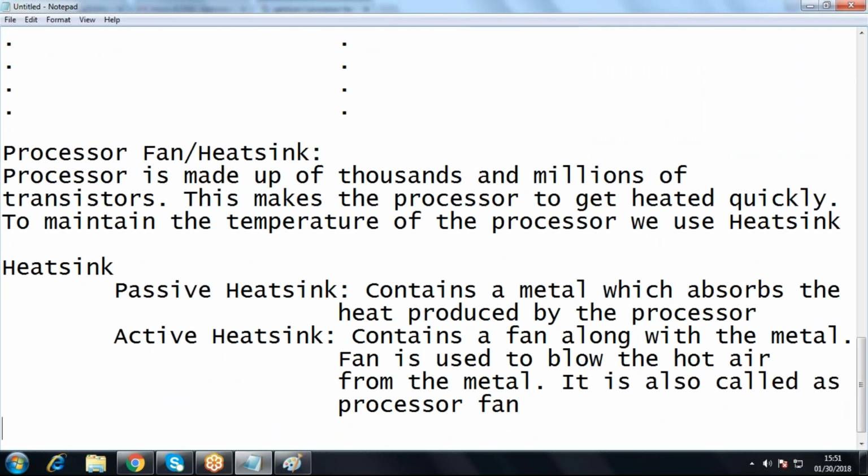So this is about the processor. Okay, sir. This is about the processor. Okay. Next one.